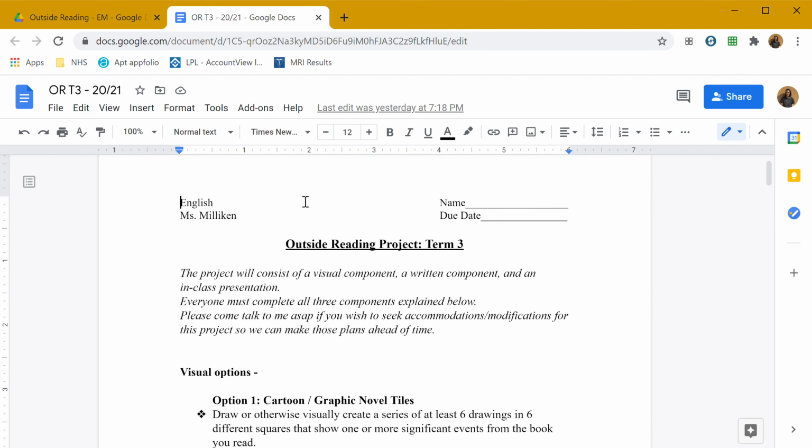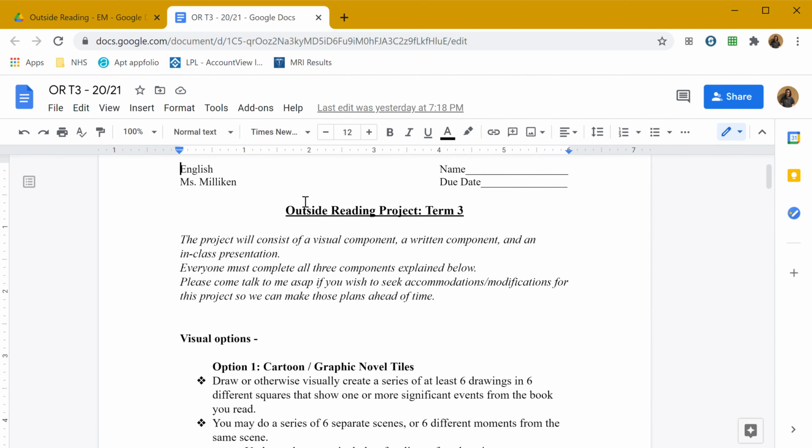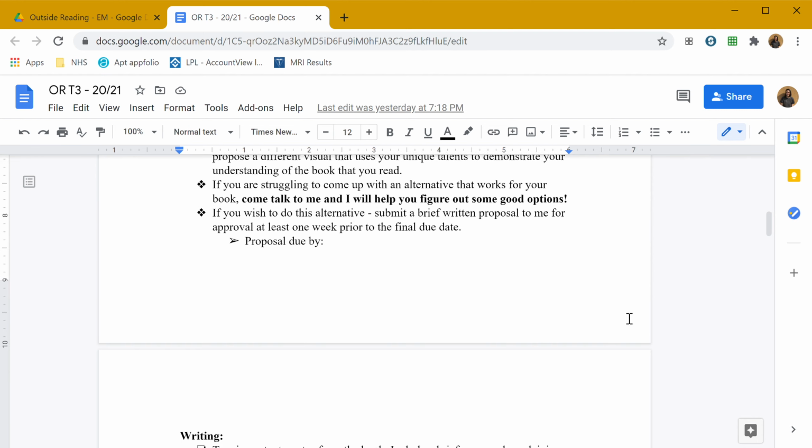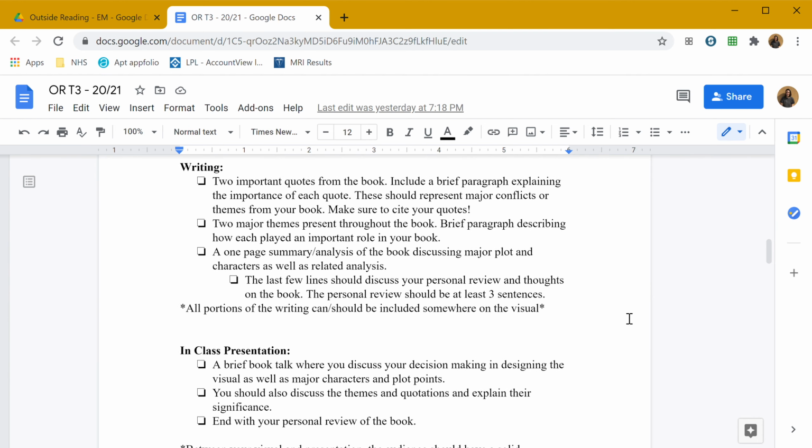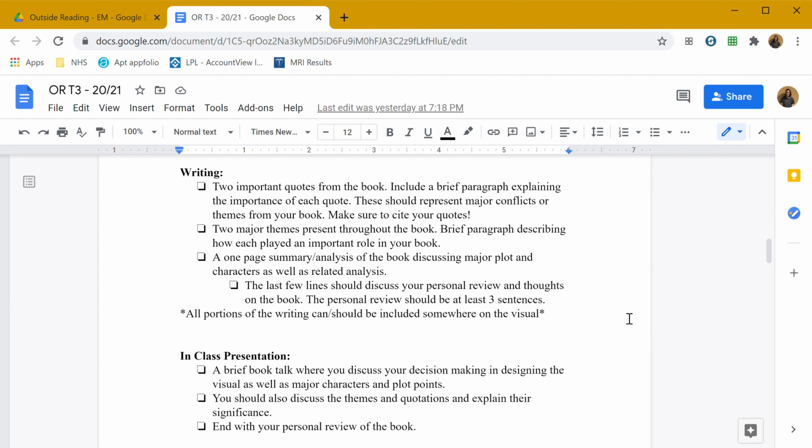So basically, for the next outside reading project, it's going to be really similar again to the past couple projects that you guys have done, and it's really just going to be different visual options again. So I'm first just going to quickly run through the writing portion, because that's usually what people start with. You can start that really anytime, and you can do that in the process of reading your book as well if you want.